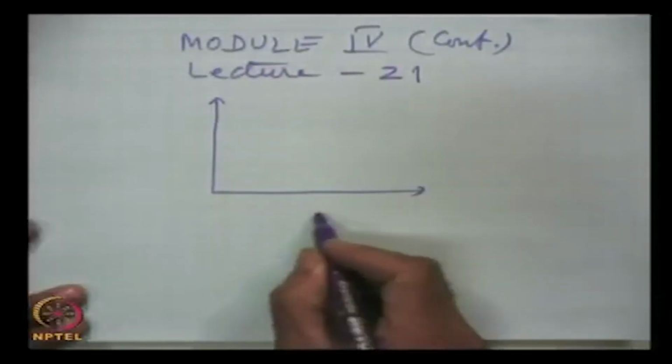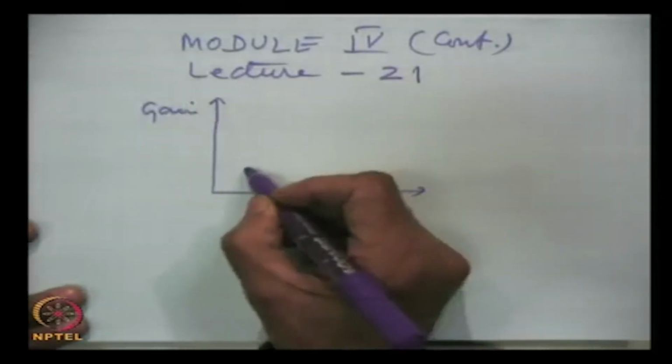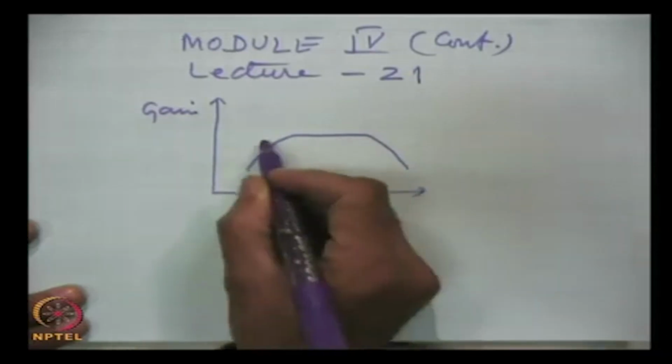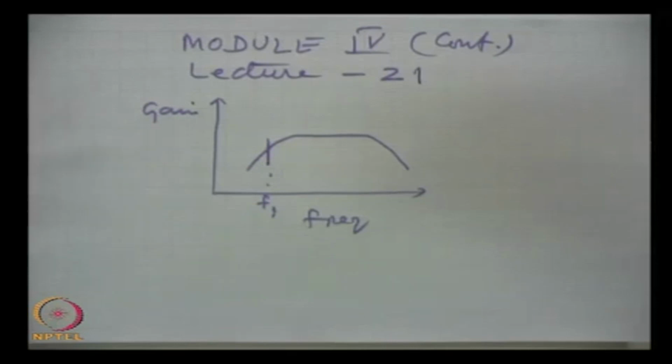Continuing our discussion on the frequency response of the amplifier, we have seen that there are three factors which may result in three different values of lower cutoff. But in the graph, when we plot frequency versus gain, we get actually just one lower cutoff, which is f1.